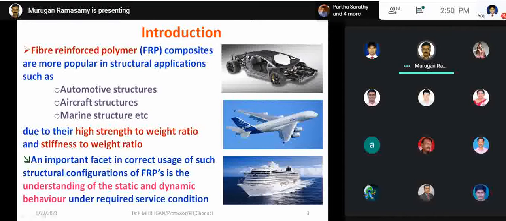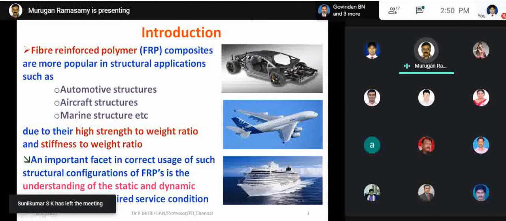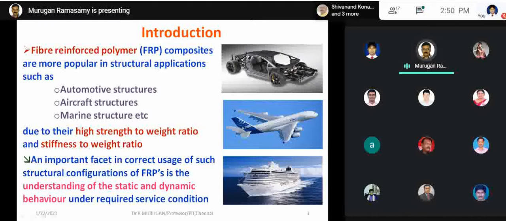But when we use this type of FRP composite material, the most important thing is we have to know how this FRP material will behave during service conditions. In case of automobiles, the material is going to be used on land, on earth surfaces. In case of aircraft, it is going to fly in the atmosphere. And if you use this FRP material in marine applications, it will be subjected to corrosion, water corrosion. So depending upon the service condition, we should know how this material will behave.